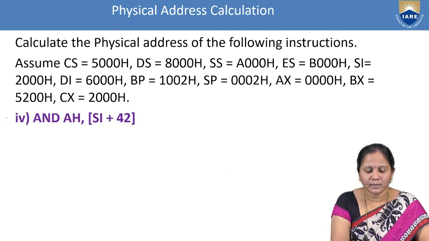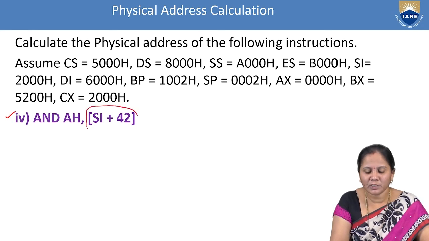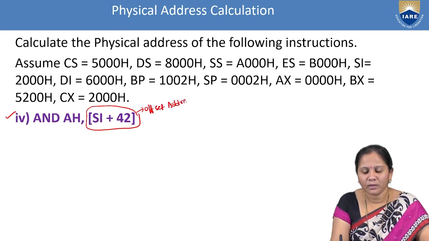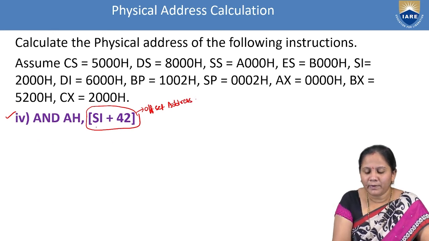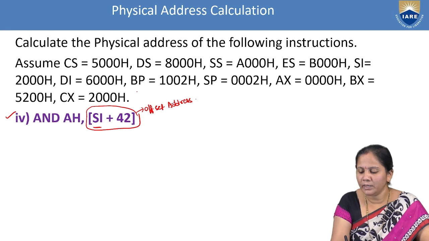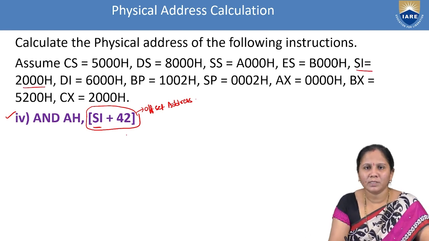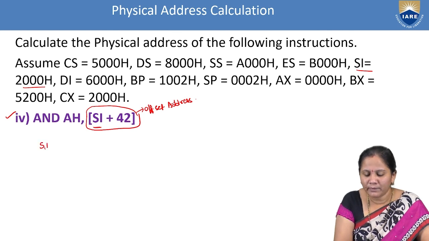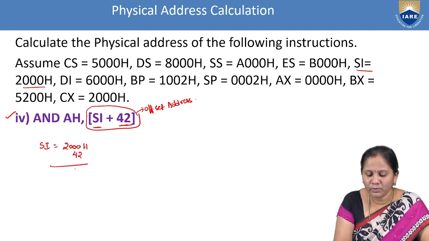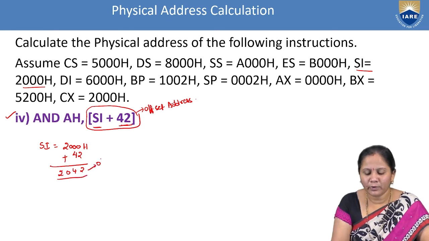Now, here there is one more example: the instruction AND AH, [SI plus 42]. This SI plus 42 together will give the offset address. The value of SI is given; if you see the given data, the value of SI is 2000H. To this we have to add 42, so it is going to give 2042. So this is the value of the offset address.